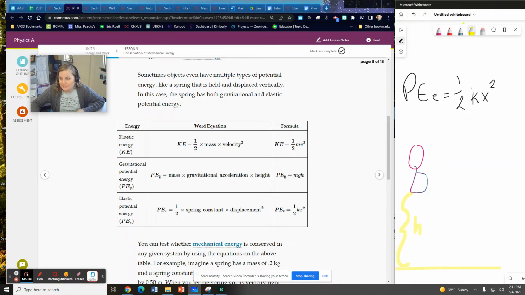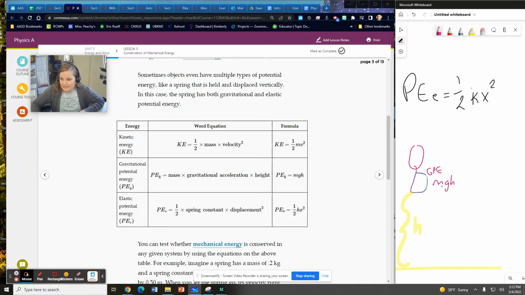So we can measure the gravitational potential energy of this mass as mgh. So the mass of it times gravitational acceleration times the height. That's our gravitational potential energy. I was mixing two things up in my brain. Okay.